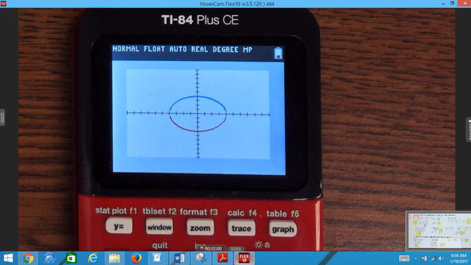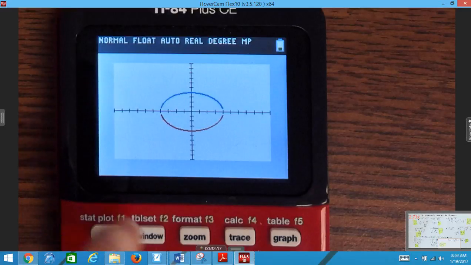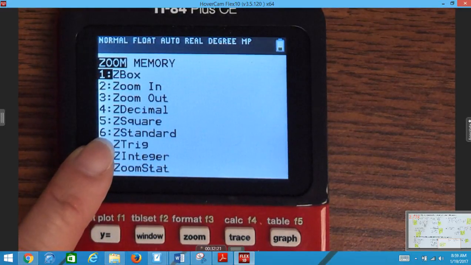The second thing is, the reason why it looks stretched out is because we're looking at a rectangle, where this is 4 and this is 4, but they're not the same distance. So if you want it to look like a circle, you can hit zoom, and you can hit 5, which squares the window.